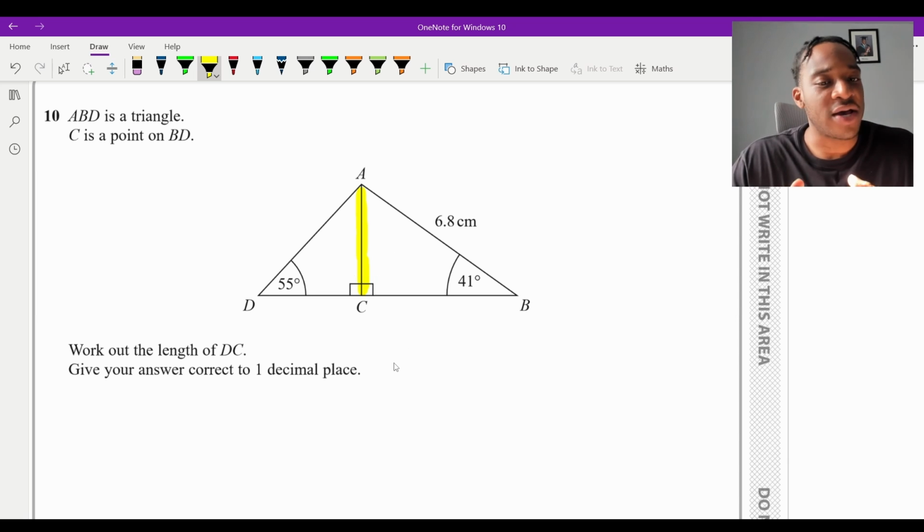Now, having a look at what I've got here, I've got two right angled triangles, and I've got angles. So straight away, I'm thinking of trigonometry. Now remember, we need to work out what this side D to C is. So I'm going to call this x for now. This is the side we're looking for.